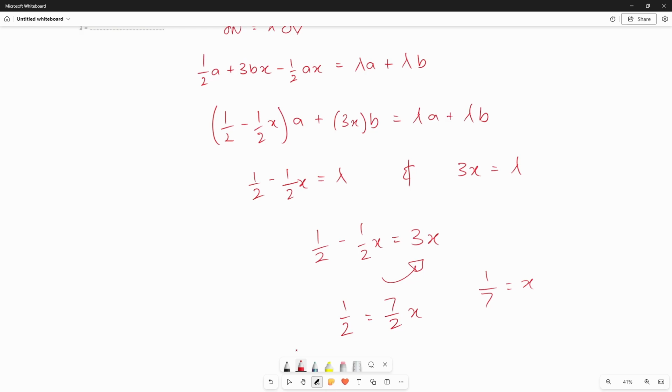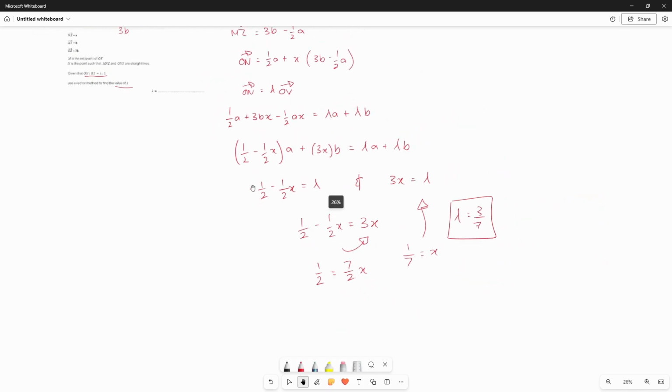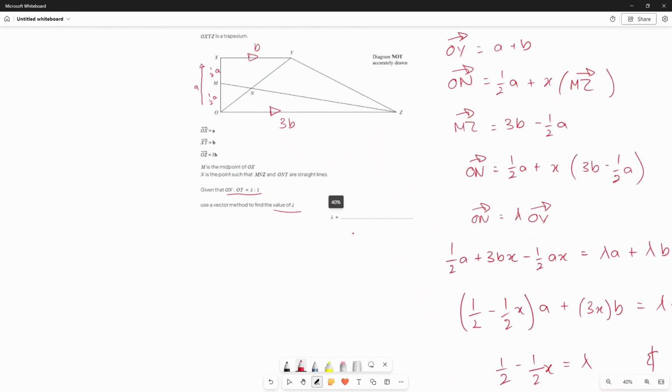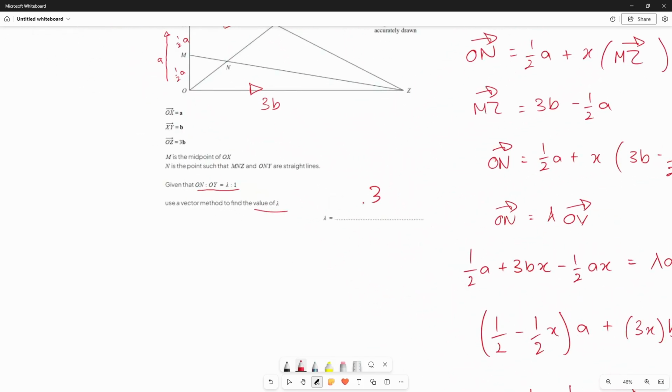This question is asking us to find lambda. So if we put X back into this equation here, we get lambda equals 3 over 7. So when we go to our question over here, the answer will be 3 over 7. The ratio of ON to OY will be 3 over 7 to 1.